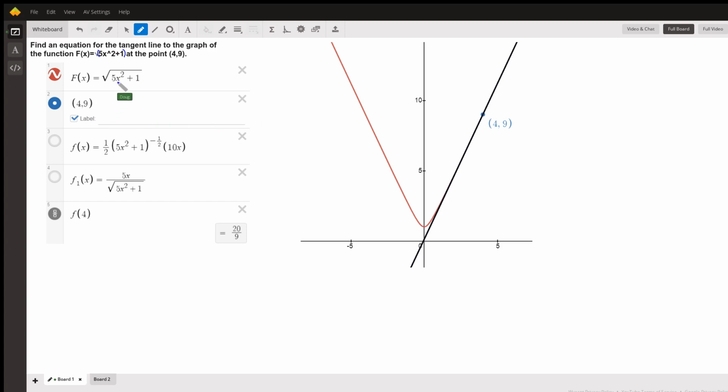If you picture putting in 4 for x, 4 squared is 16. 16 times 5 is 80. 80 plus 1 is 81. The square root of 81 is 9.